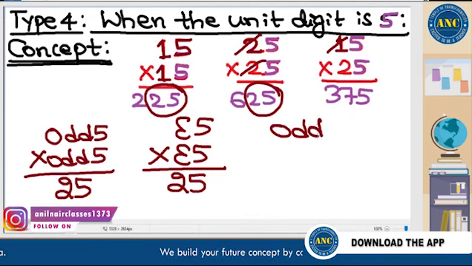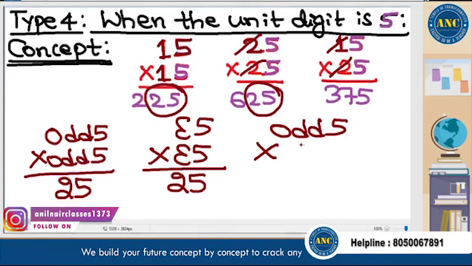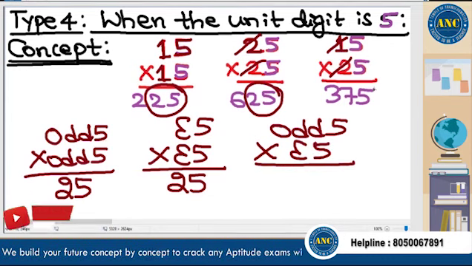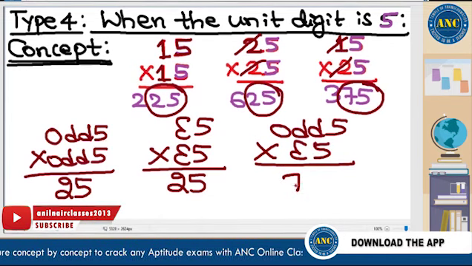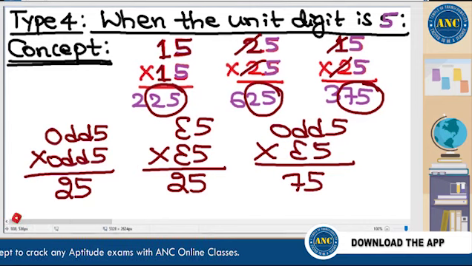Next, 1 is an odd number. Odd number ending with 5 into 2 is an even number. Even number ending with 5. Odd 5 into even 5. What are the last 2 digits? 75. Right? Last 2 digits is 75.